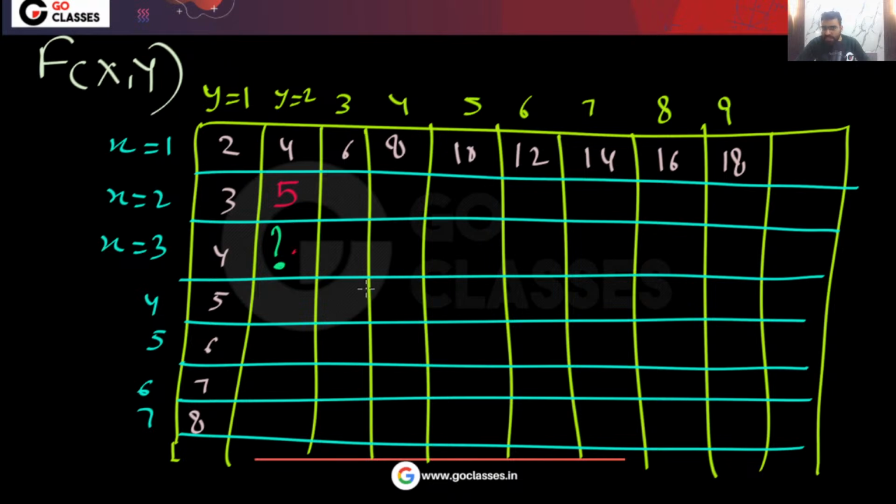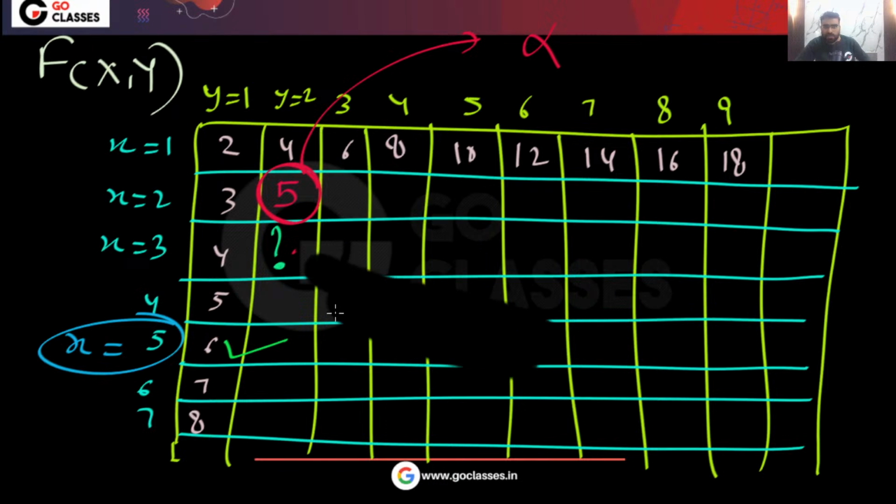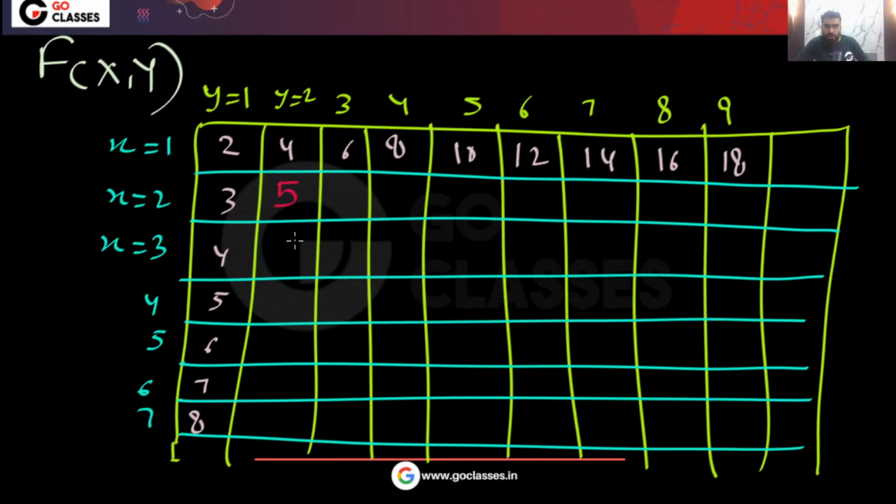If you want to find this entry, first you find this entry. This is alpha. Now in the previous column, you go where x is 5, and this value you can put here. So this entry will be 6. Is this clear? This entry is going to be 6. Very simple, right? So finally you got this entry also. Now you can see 4, 5, 6 and so on. This will be 7, this will be 8, this will be 9, this will be 10. You can see the pattern.